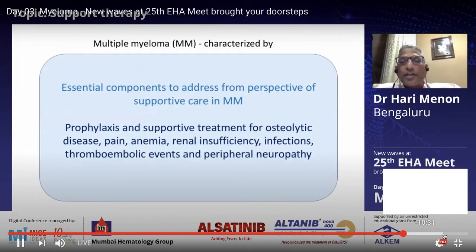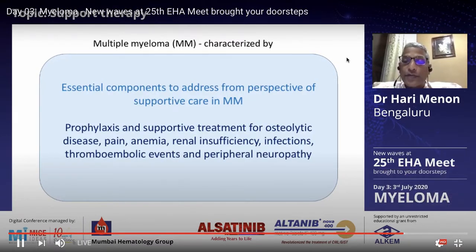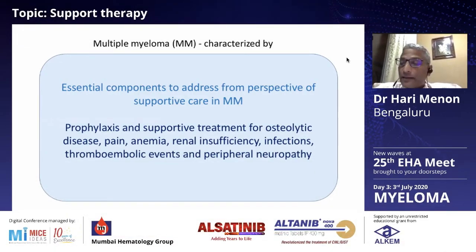The essential components to address from the perspective of supportive care in myeloma are prophylaxis and supportive treatment for osteolytic disease, care of pain, the importance of taking care of anemia, dealing with renal insufficiency at the time of diagnosis for the patient, also to see how best to improve the renal impairment, and also how best to prevent further deterioration of the renal impairment.